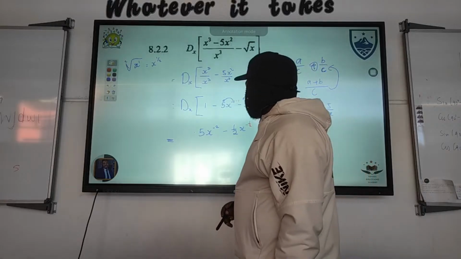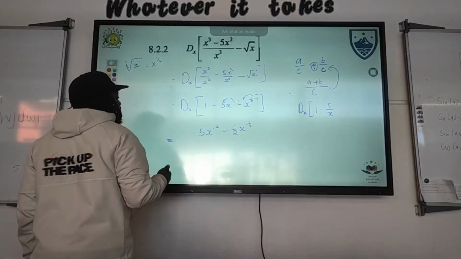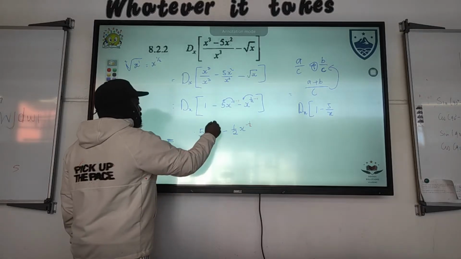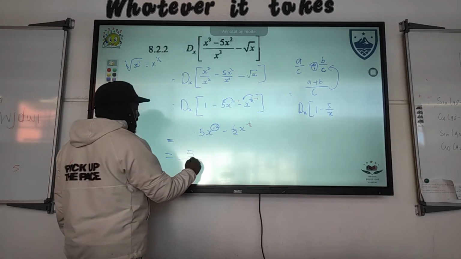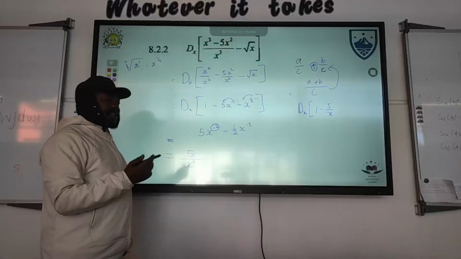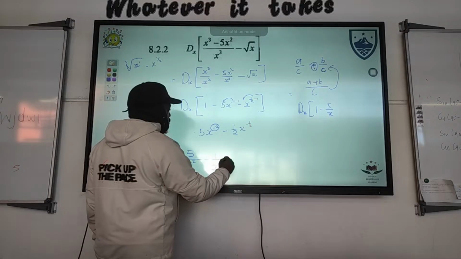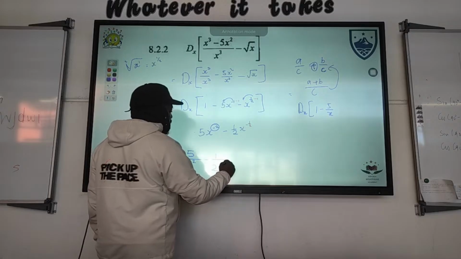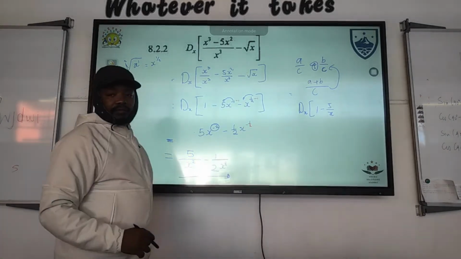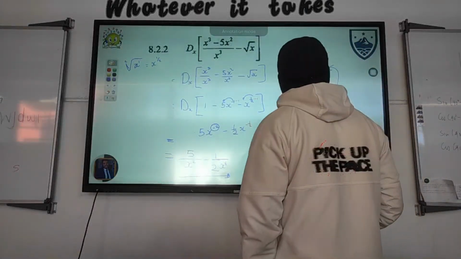Good. If there are no further instructions, your answer is fine like this. But if they say leave it as a positive exponent, we can simplify it and say 5 over, because the power is negative, you put it at the denominator, and then your power will be positive now, but at the denominator. This will be minus 1 over 2, and then this will be x to the power of 1 over 2. Hope that makes sense. Good.